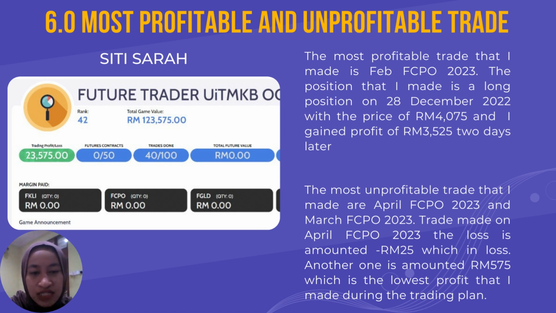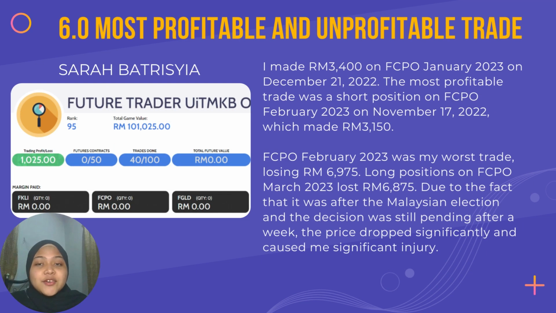The trade made on April is the loss amounted negative RM25. Another one is amounted 575, which is the lowest profit that I made during the trading plan. For my most profitable and unprofitable trade, I made 3,400 ringgit on FCPO January 2023 on December 21st, 2022.